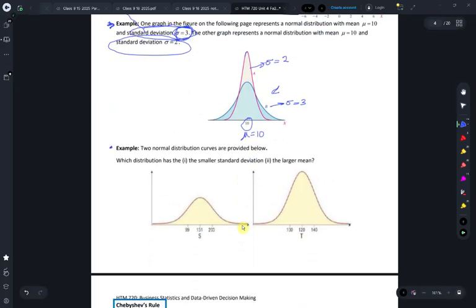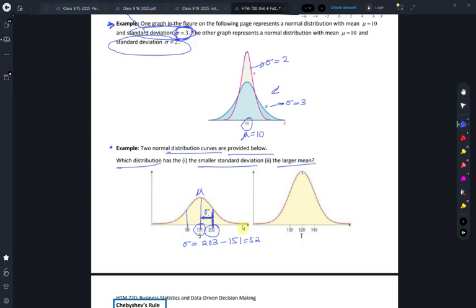Here's another example. Two normal distribution curves are provided below. Which distribution has a smaller standard deviation? Which one has a larger mean? I have been provided with the inflection points and the mean. The mean in this case is 151. The step between the mean and the first inflection point is the size of one standard deviation. So what will be the standard deviation in this case? This is 203. That is the gap between 203 and 151, and that is equal to 52.